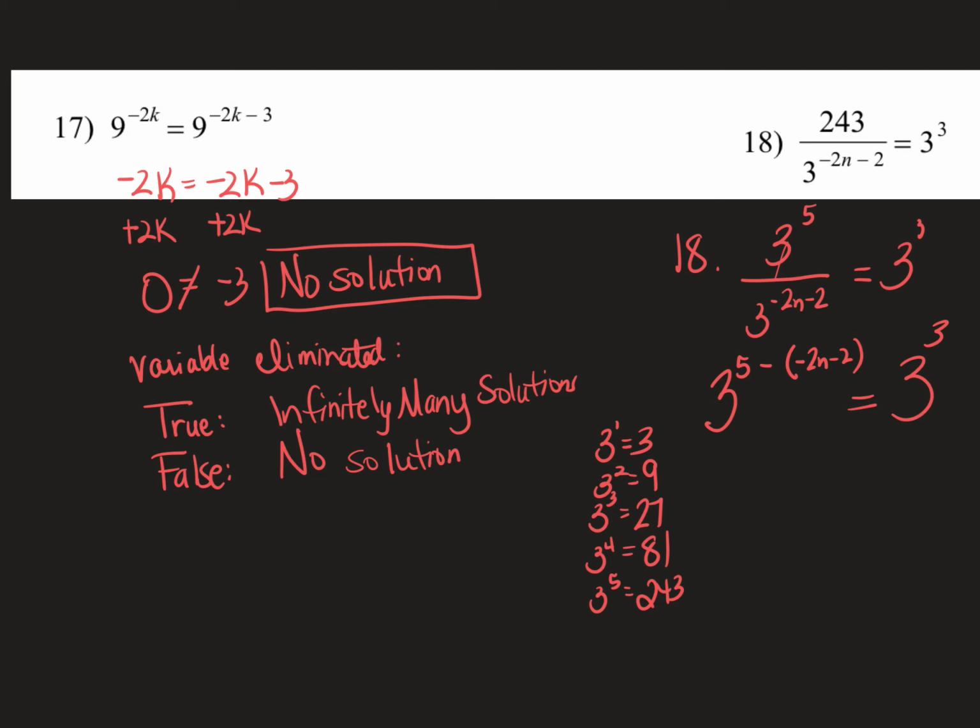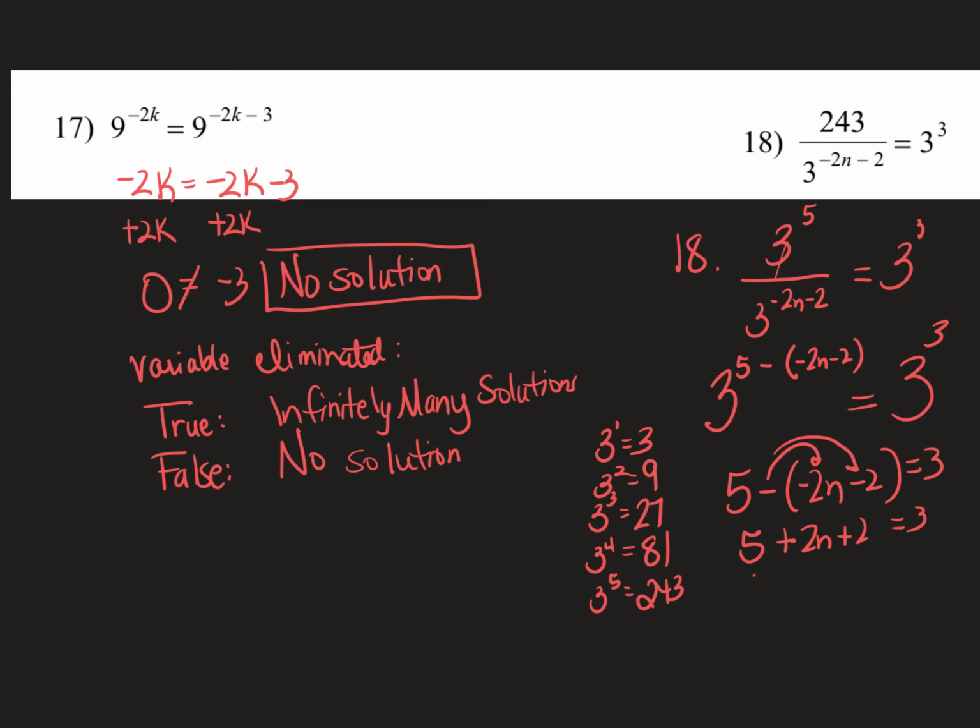So now my bases are the same. My exponents are equal. So I've got this equation to solve: 5 minus the quantity negative 2n minus 2 equals 3. I'm going to distribute that negative sign. So 5 plus 2n plus 2 equals 3.